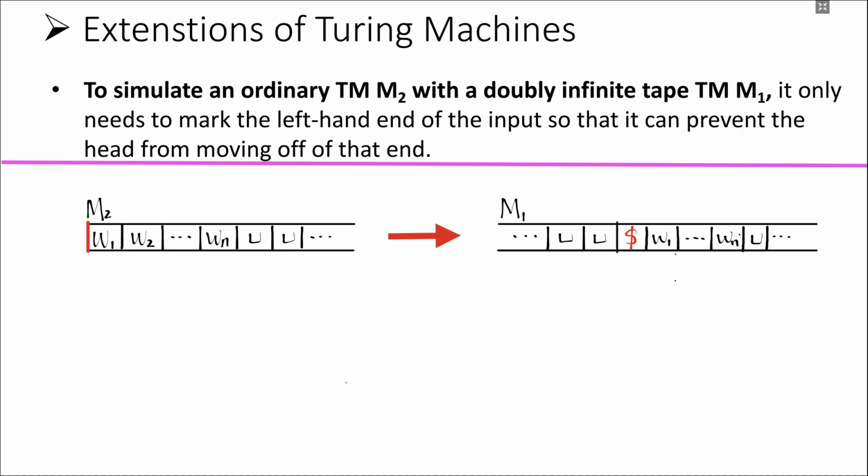To simulate an ordinary Turing machine M2 with a doubly infinite tape Turing machine M1, it only needs to mark the left-hand end of the input so that it can prevent the head from moving off of that end. For example, it can put a special dollar symbol on that cell and move all input content to the right by one cell. Whenever the machine reads a dollar symbol, it moves right and continues the computation there.